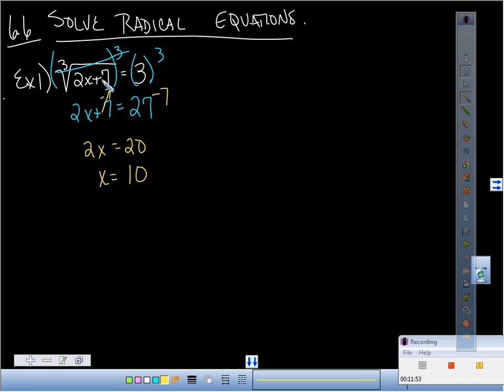I could just pop it all in my calculator if I wanted to. If you absolutely just go, I hate checking these things, but you don't have to. Like, watch. What's 2 times 10? What's 20 plus 7? What's the cube root of 27? 3. Check. That's my solution set.